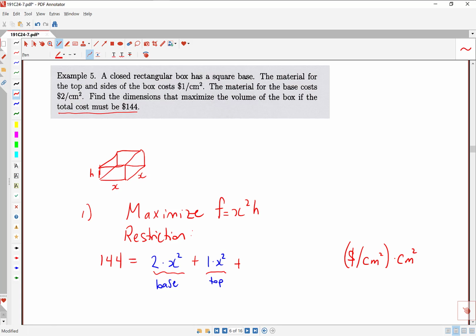Okay, now let's think about the sides. First of all, there are 4 sides. So I'm going to put a 4 out here, and then we can think about each of the sides. The material for the side costs $1 per square centimeter. And how many square centimeters is on each side? Just looking at our diagram here, x times h. That way we have calculated in dollars how much this box is actually going to cost.